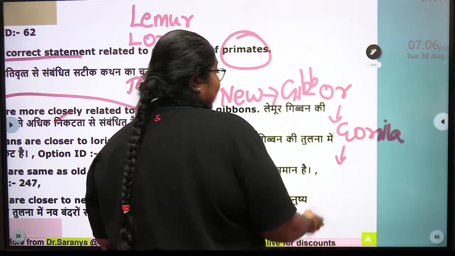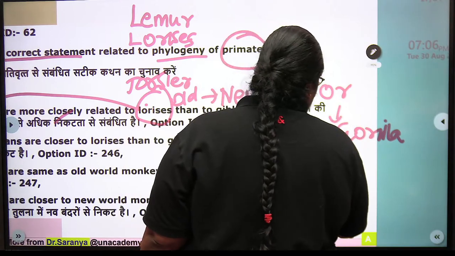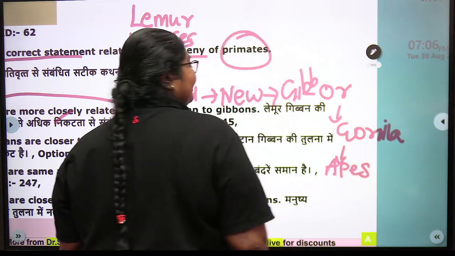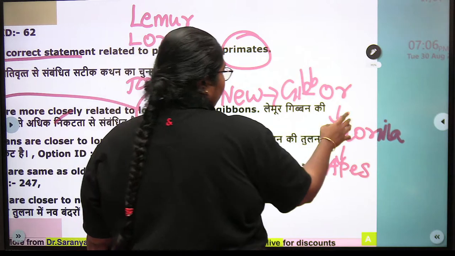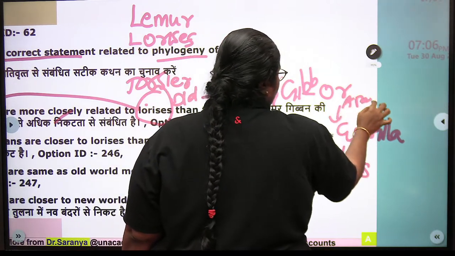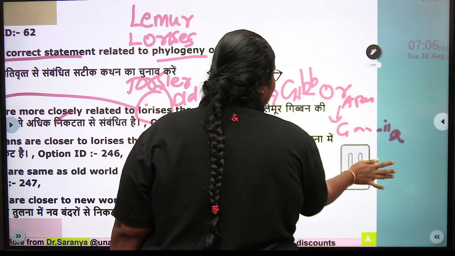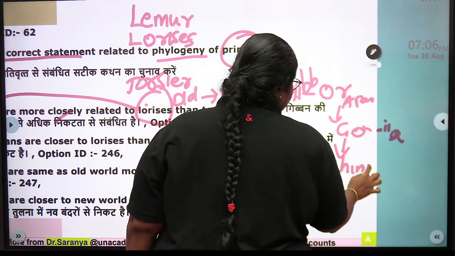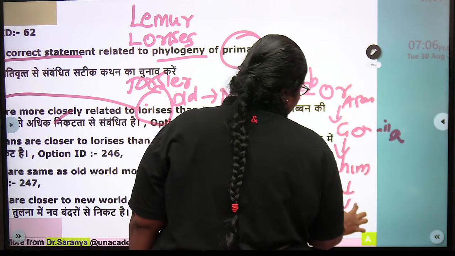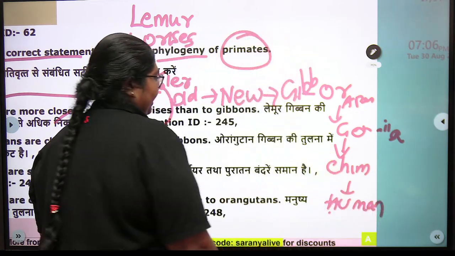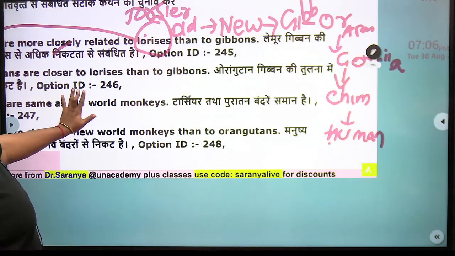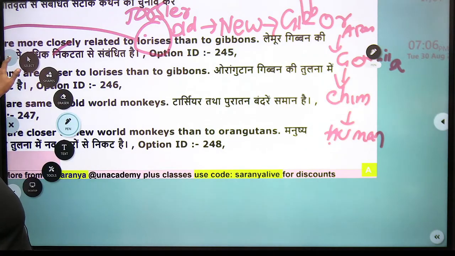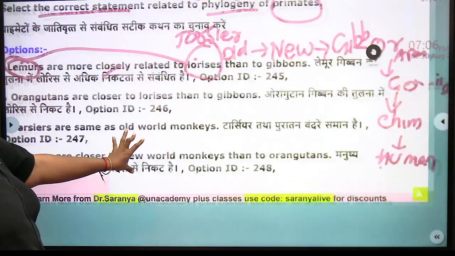Goa, go chimp. I forgot the apes. So Goa is for apes. Go and chimp. Gorilla is followed by chimpanzee. Next after chimpanzee, it is going to be the human. Got it? So this is the order. Now let us have a look at this question. Then it will become pretty easy for you.